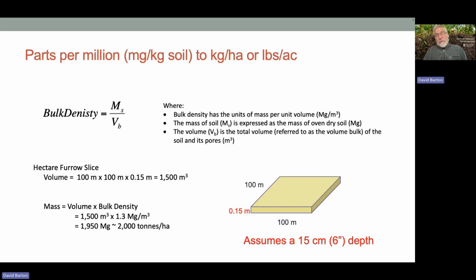Again, to convert to kilograms of nitrogen per hectare, you have to assume a bulk density, and I'm not going to go over this calculation, but basically a hectare of soil weighs about 2 million kilograms, or 2.2 million pounds per acre.